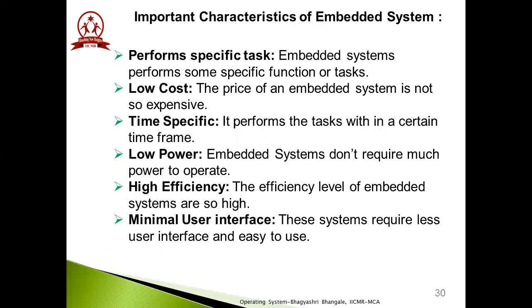Okay, so now these are some characteristics of an embedded system. As we discussed, it can perform a specific task or function. It is low cost, meaning the price of an embedded system is not so expensive. Time specific means it can perform a task within a certain time frame. Low power: an embedded system doesn't require much power to operate because it can control the power consumption, so various batteries are used. High efficiency: the efficiency level of embedded systems is very high. And the last characteristic is minimal user interface. The system requires less user interface and it is very easy to use.